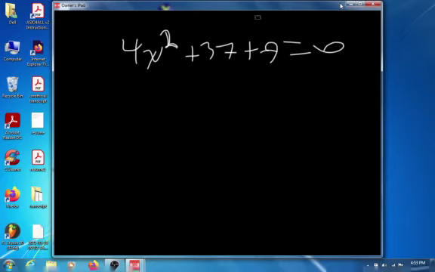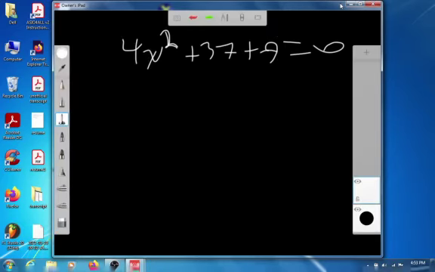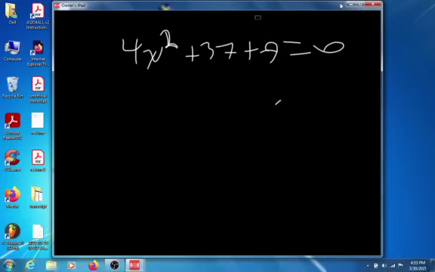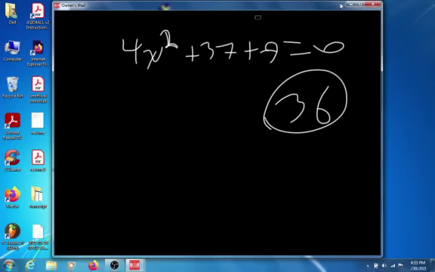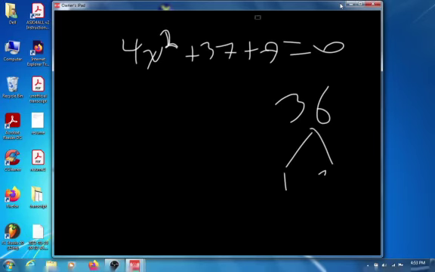So what you do is you get this coefficient and this coefficient and you multiply them by each other. So you get 9 times 4. That's going to be 36. Once we multiply A and C, we get 36. Now we have to write down every factor of 36. So we have 1 and 36.